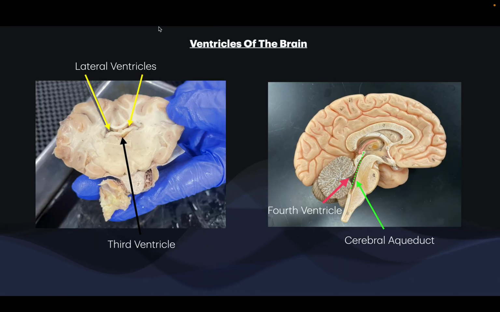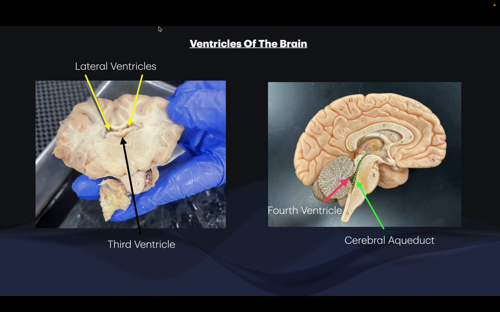Here we have the 4 ventricles of the brain. The first picture on the left is going to be the coronal plane of the sheep brain that we dissected in class. The first 2 ventricles are the lateral ventricles, which are depicted in yellow, and the third ventricle is depicted by that black line, which is found below the lateral ventricles.